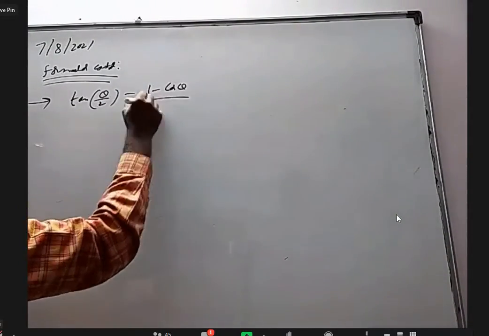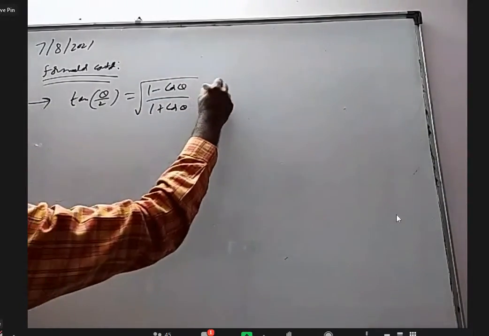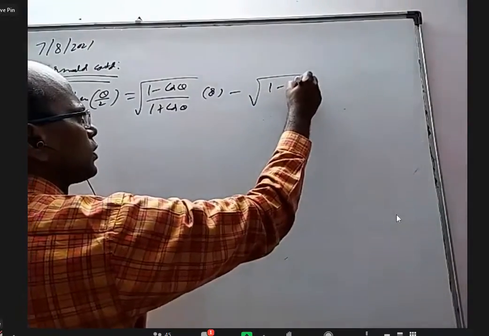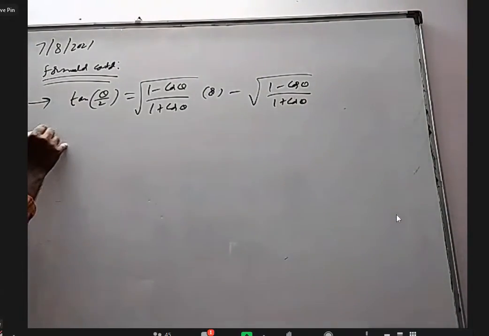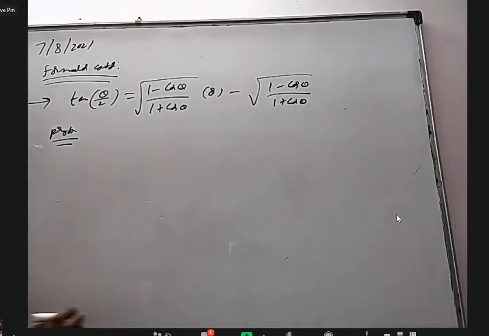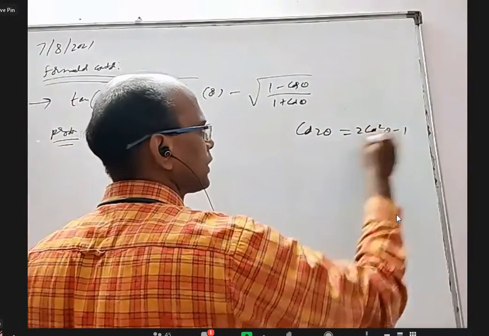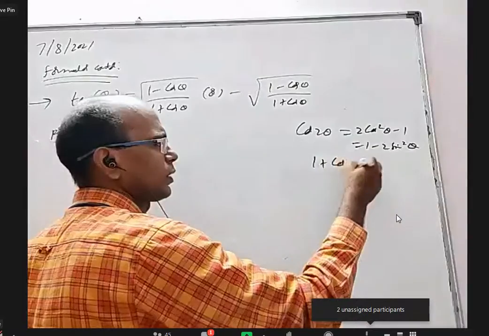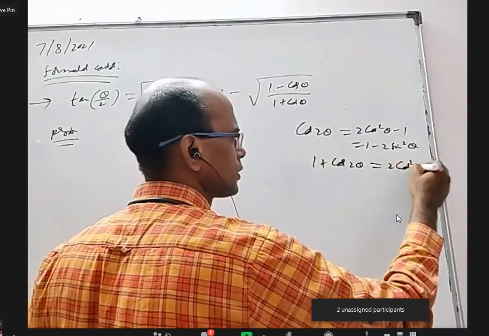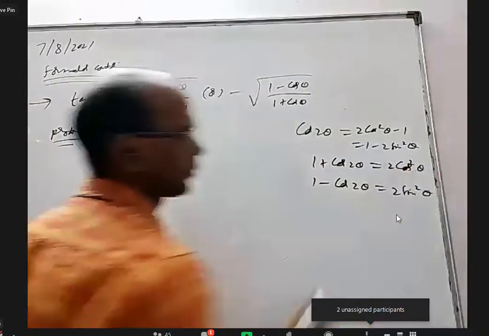Tan theta by 2, we can write as (1 minus cos theta) by (1 plus cos theta), or minus root over (1 minus cos theta) by (1 plus cos theta). Okay, this is very easy because I told you cos 2 theta is 2 cos square theta minus 1 or 1 minus 2 sin square theta. If you rearrange it, you will get 1 plus cos 2 theta is 2 cos square theta. 1 minus cos 2 theta is 2 sin square theta.